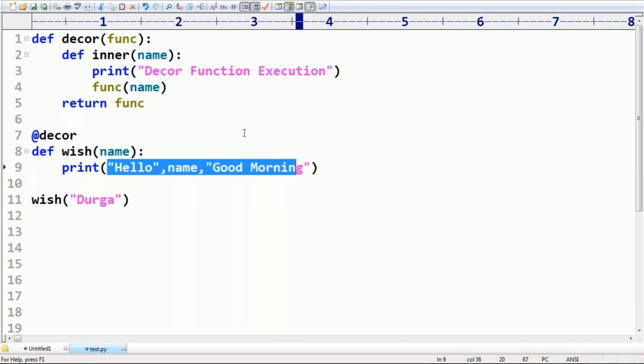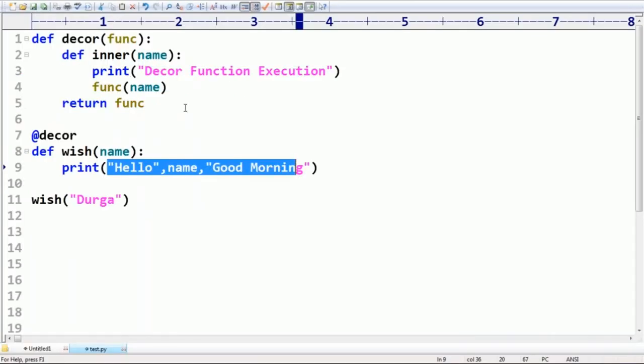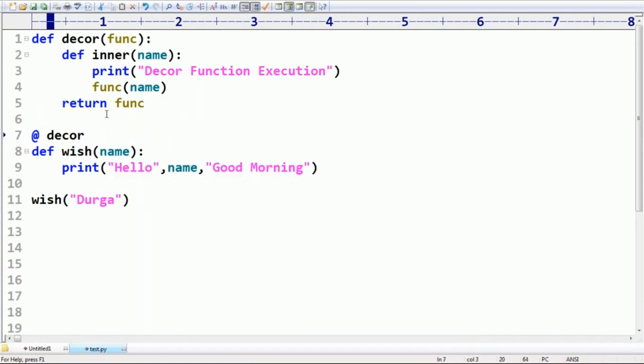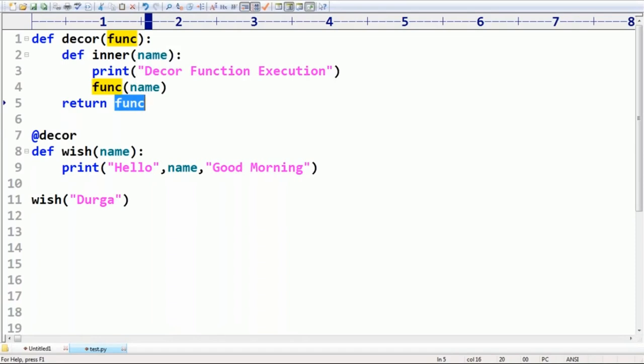Now have a look once, sir. Why was the decorator not executed? At the rate decor, why was the decorator function not executed? Anyone, can you please clarify? Yes. Am I making any mistake? So print of decor function execution. We didn't call the inner function. Sorry, I took return func. I should take return inner. Are you getting that? Return inner.